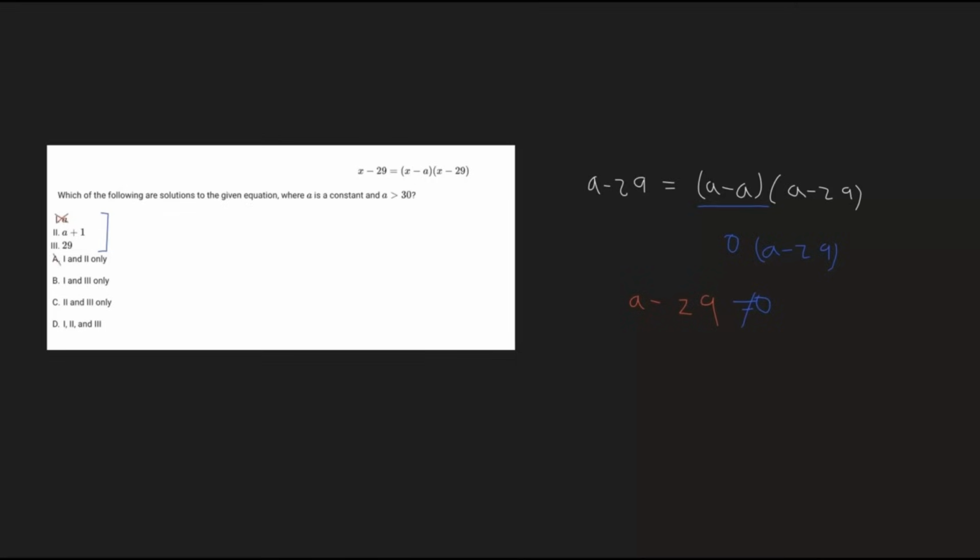So A is wrong, B is wrong, and even D is wrong. And we only have one answer choice left, and therefore that is the answer choice C.